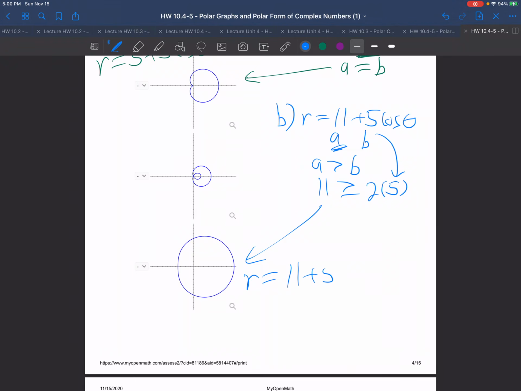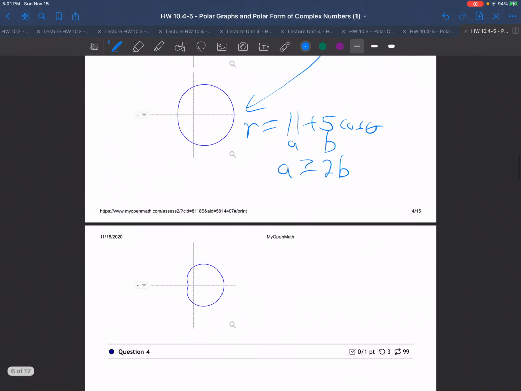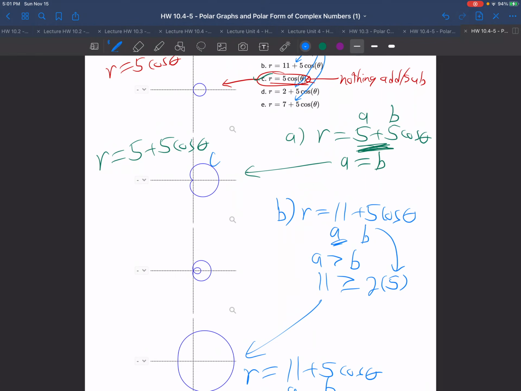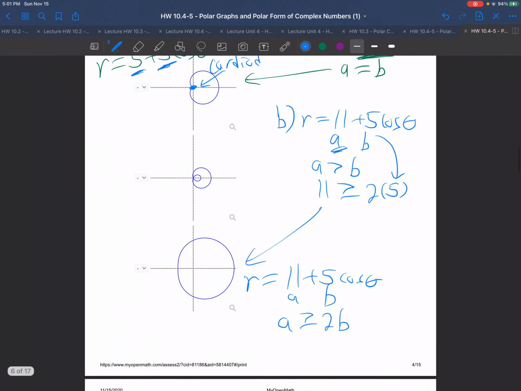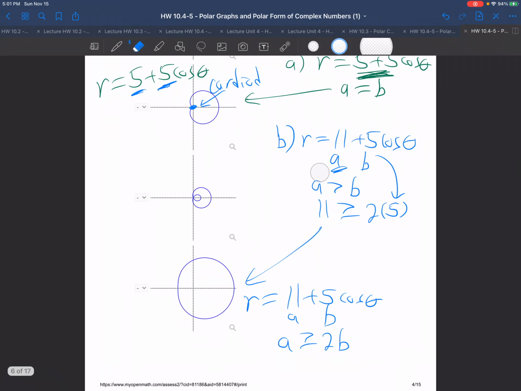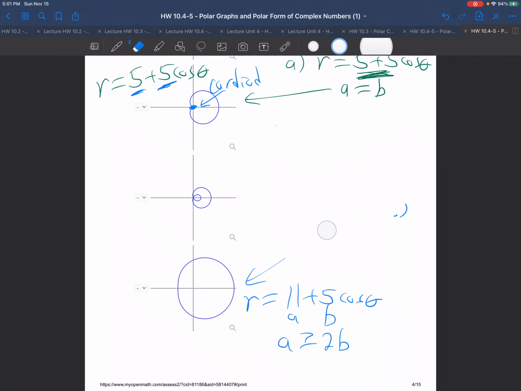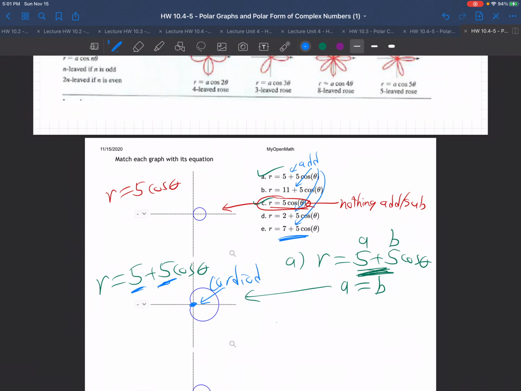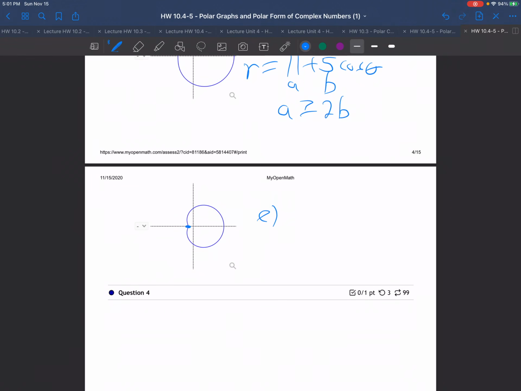R equals 11 plus 5 cos theta, because A is greater than or equal to 2 times B. So it doesn't even have a dimple. Whereas this one over here has a dimple but doesn't hit the origin like the cardioid. This one's the cardioid because its dimple hits the origin when A and B are equal. See those differences in the formulas? All right, so now let me get rid of that. So there's got to be another one where A is bigger than B, but not so much bigger. Yeah, like E. This must be E right here.